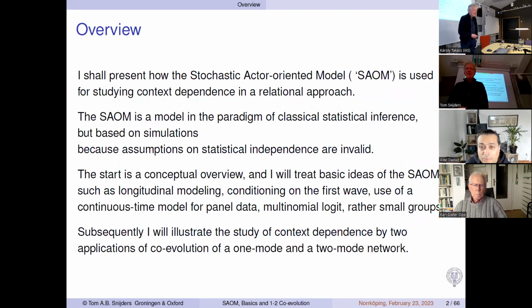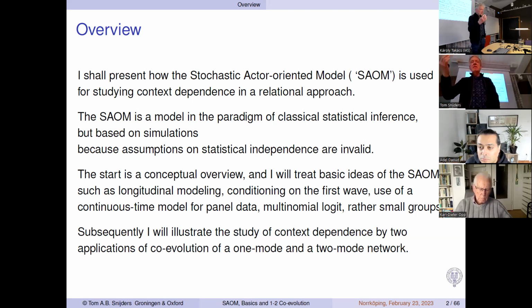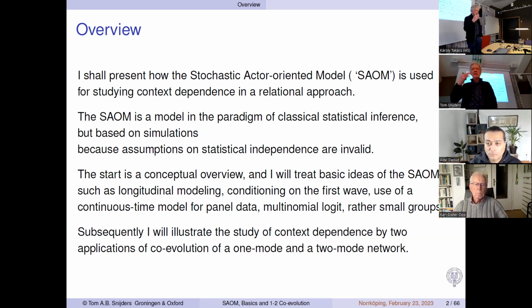I will present the Stochastic Actor-oriented Model, and in the course of my presentation, you will hear what it is. This is a model for network dynamics, which really is in the paradigm of classical statistical inference. I have tried in some of my work to really combine social network analysis with classical statistical inference, with hypothesis testing and estimation and goodness of fit testing, etc.